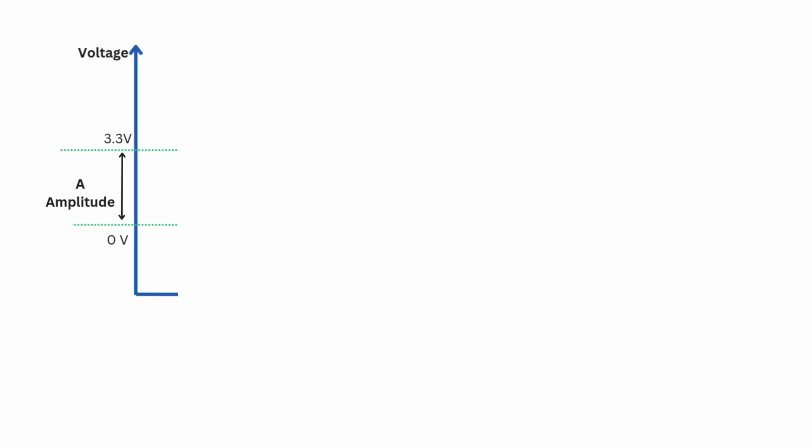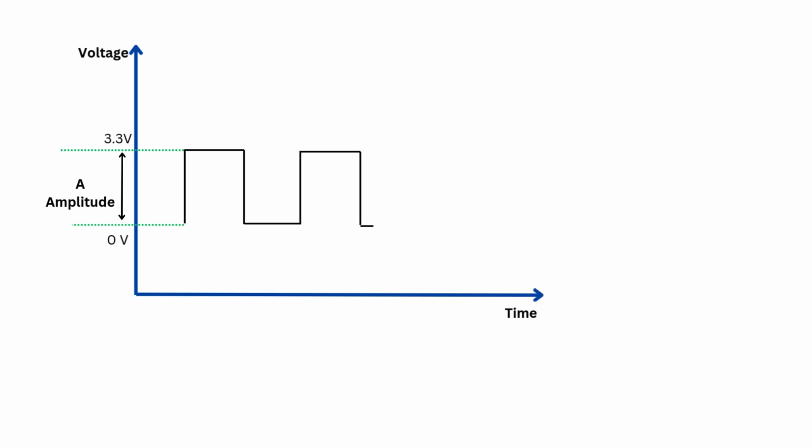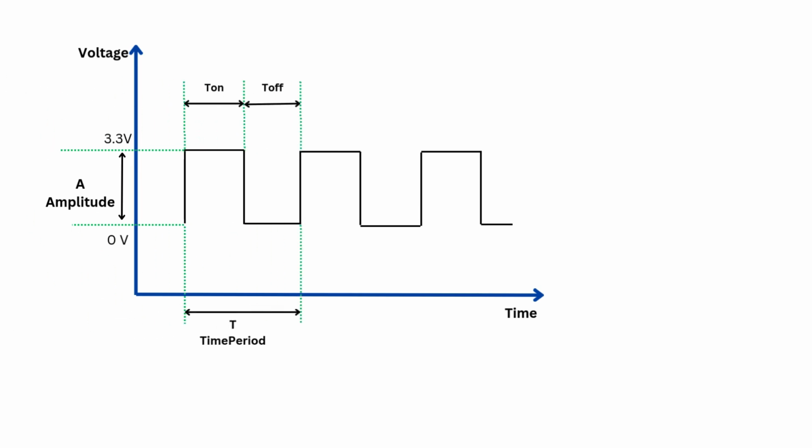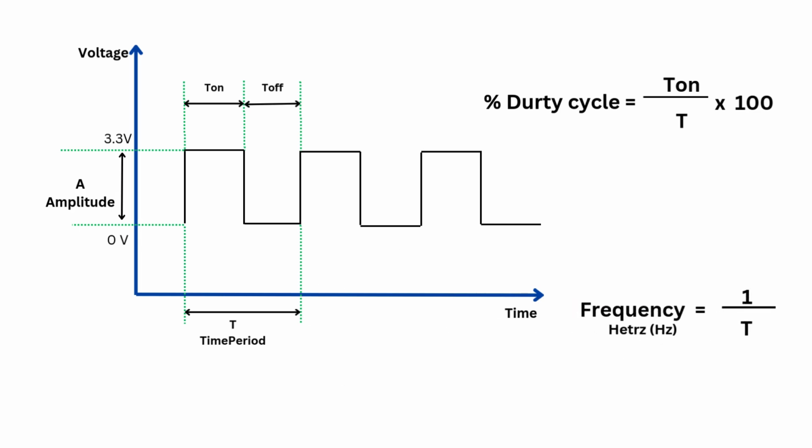Let's understand the basic terminologies of a square wave. In this graph, you can see amplitude, which is 3.3 volts in our case, time period, T on and T off. Duty cycle is defined as the percentage of time the square wave is on over a given time period. Similarly, frequency is defined as the number of waves that pass a fixed point per unit time.